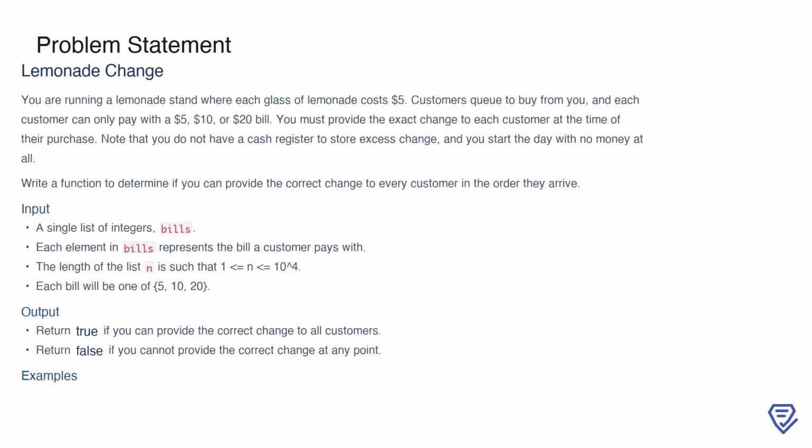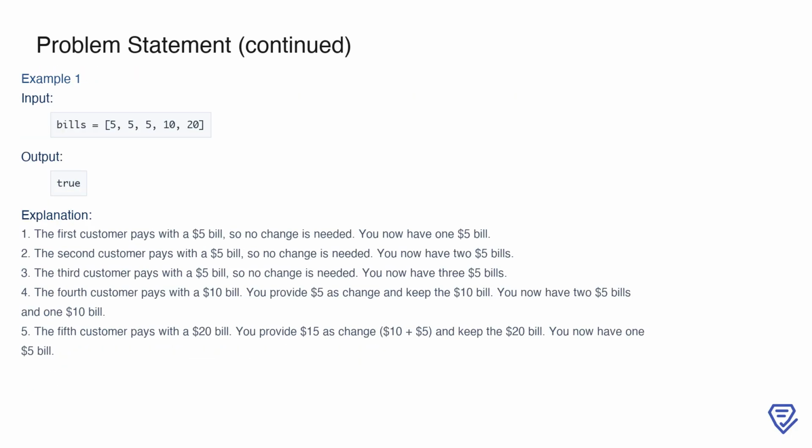The input to the problem is a list, called bills, where each element represents the bill a customer pays with. The length of the list can range from 1 to 10,000, and the values within the list are restricted to $5, $10, or $20 bills. The output is a Boolean value. Return true if you can give the correct change to every customer and false if at any point you cannot provide the necessary change. Let's start with the first example.